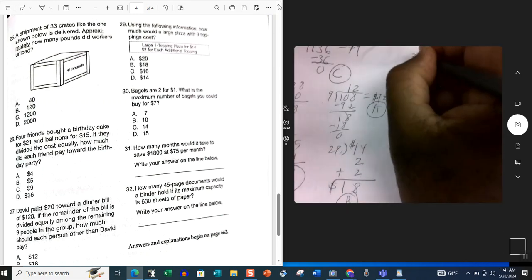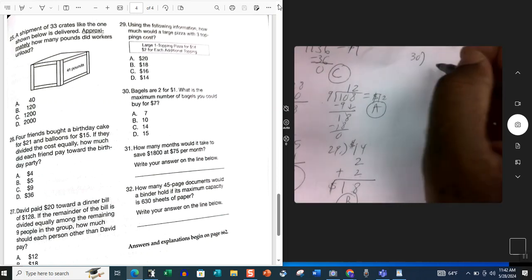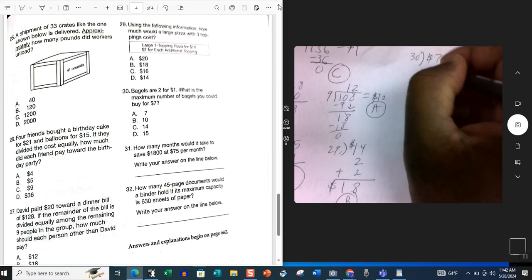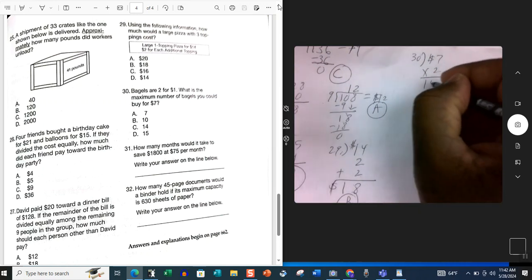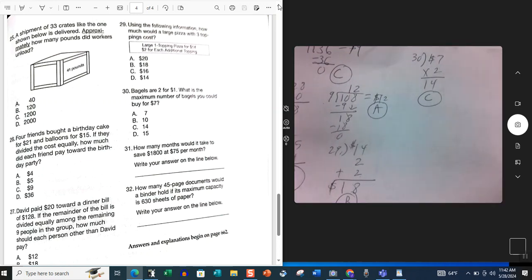Now problem number 30. It says bagels are 2 for $1. What is the maximum number of bagels you could buy for $7? So remember, bagels are 2 for $1. So what we would do is we would take the $7 and multiply it by 2. So 7 times 2 is 14. So the max you could get is 14 bagels.